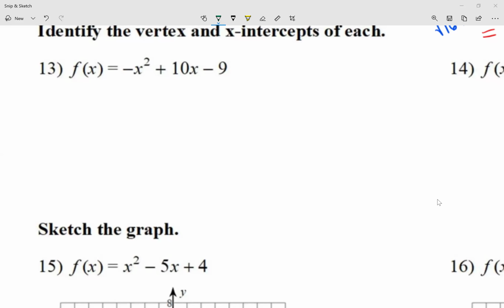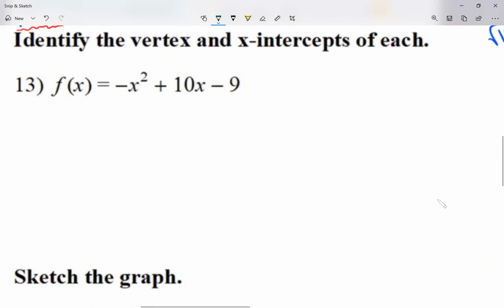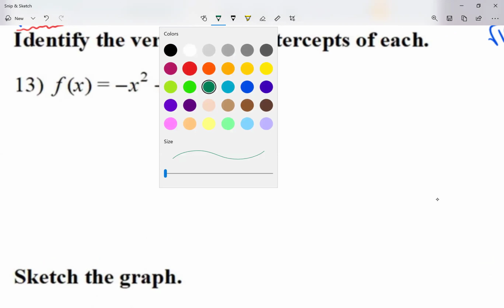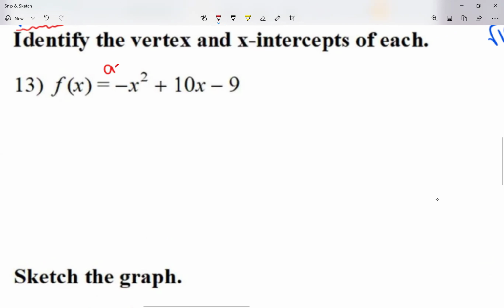All right, so today we're going to identify the vertex and the x-intercepts of each of these. So what we're going to be doing is using our quadratic formula. But for our quadratic formula, I know I need a, b, and c values. So according to our equation here, my a value is -1, my b value is +10, and my c value is -9. You can see where I got the a, b, and c values.